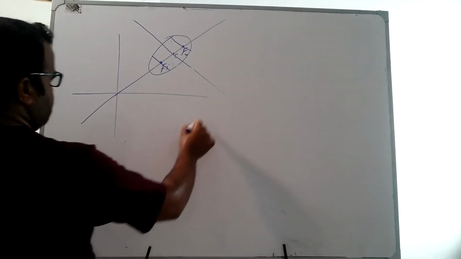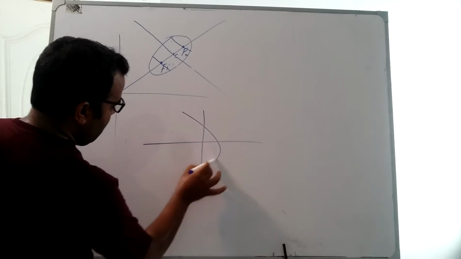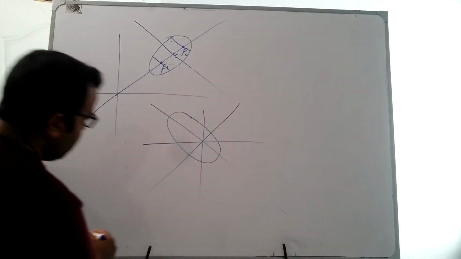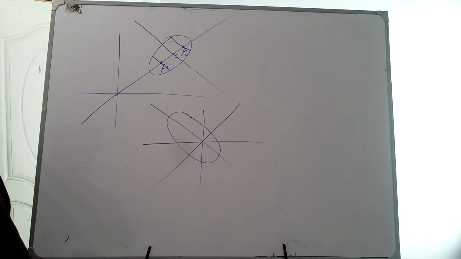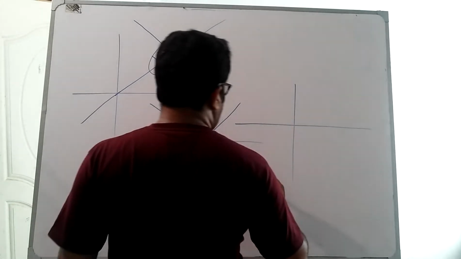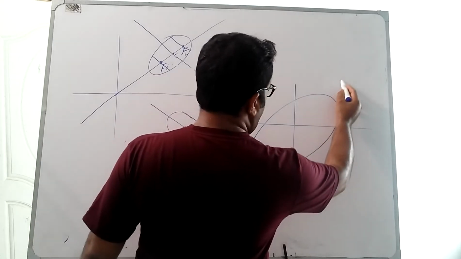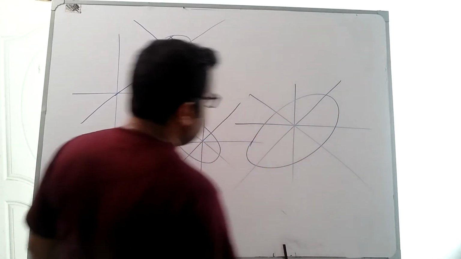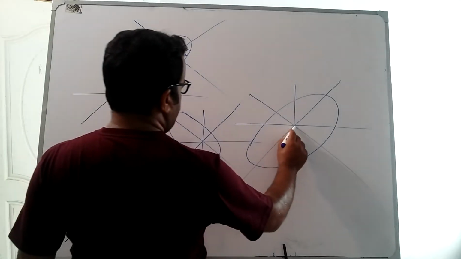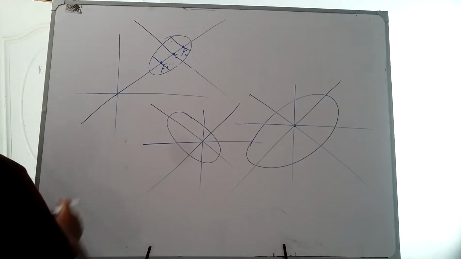What are other possible figures? Another possible figure may be just like this, the axis of symmetry. Okay, what are other possible figures of the ellipse? It may be, okay, this is the axis of symmetry. In this case, the center is 0, 0. In this case, the center is not 0, 0.